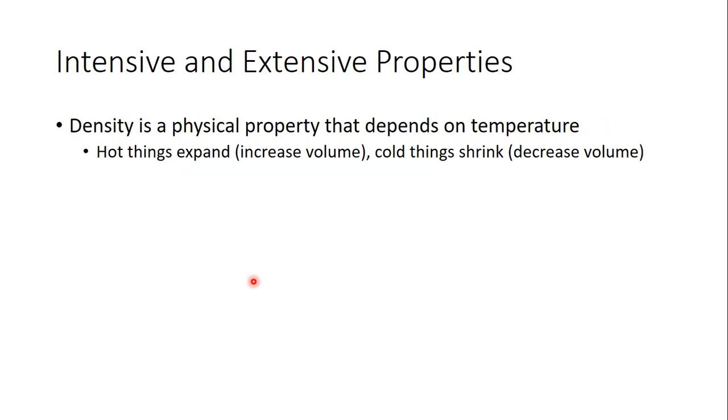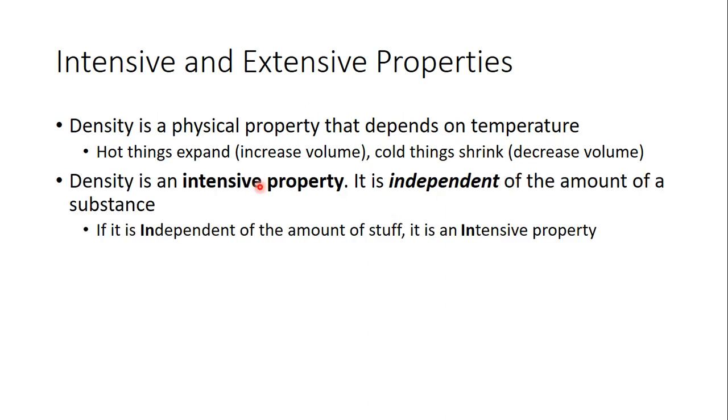All right, the last thing we're going to talk about is intensive and extensive properties. So density is a physical property. We talked about those before, and it's temperature dependent. Hot things expand because their volume expands, cold things shrink because their volume decreases. While they expand and they shrink, their mass stays the same. Now, we say density is intensive because it's independent of the amount of substance.